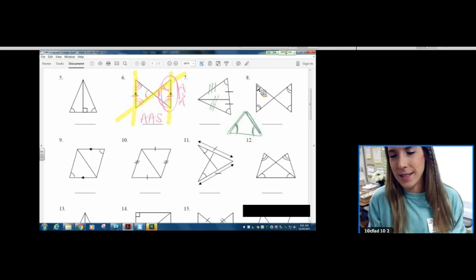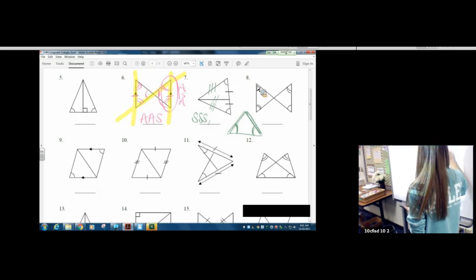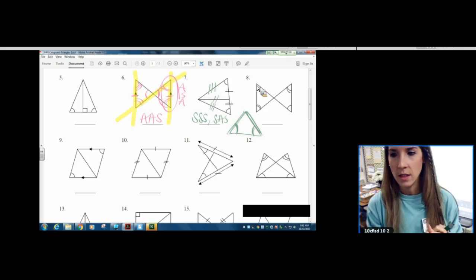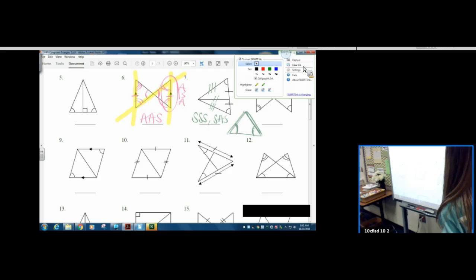Now we have multiple choices. We can write side, side, side because we have enough information for that. We can write side, angle, side because we have enough information for that. So that's number 7. We're going to look at 12 and 13 next. Number 12.